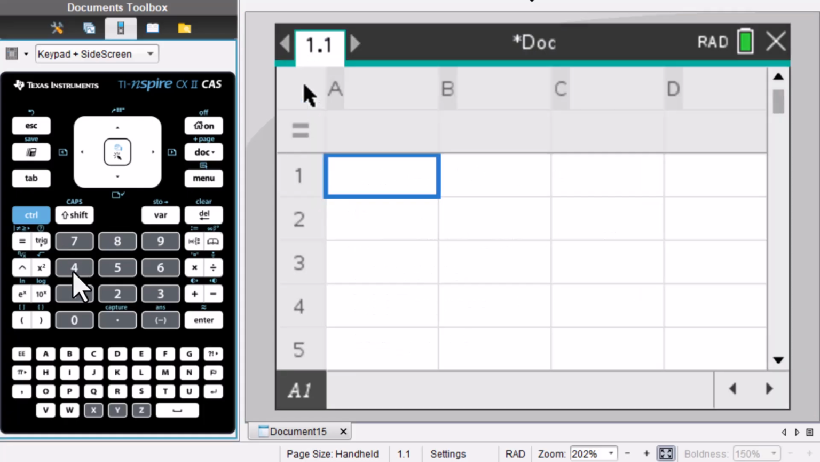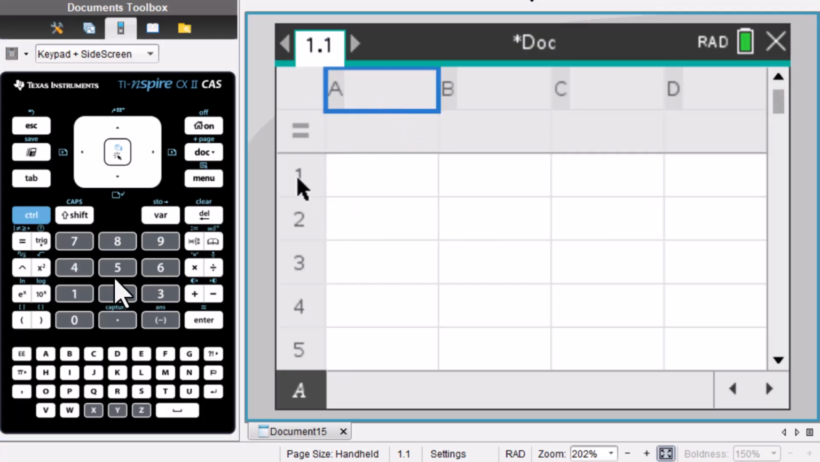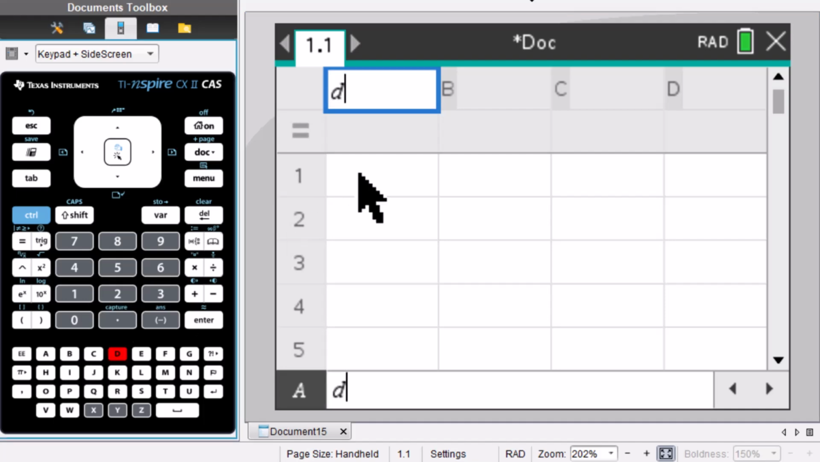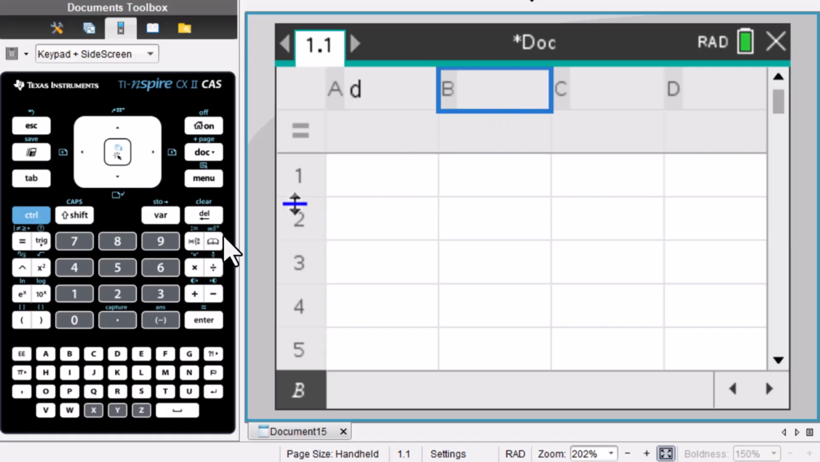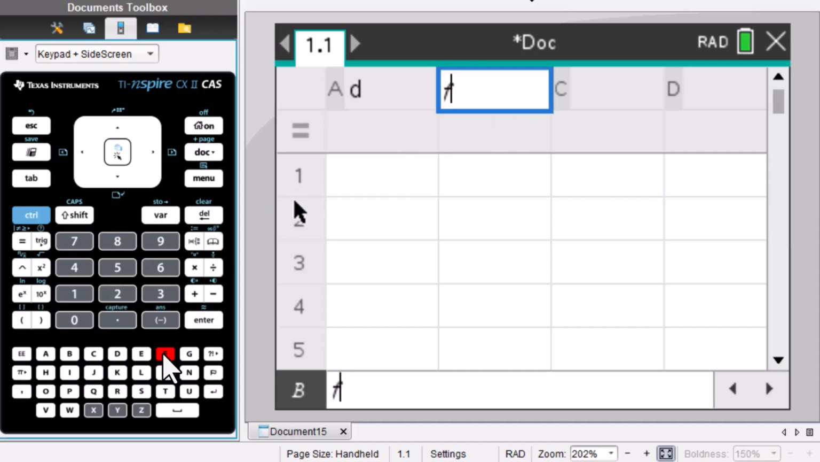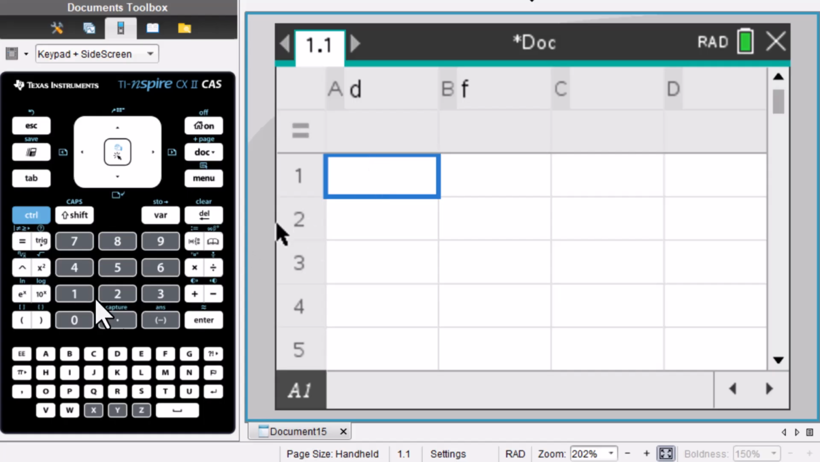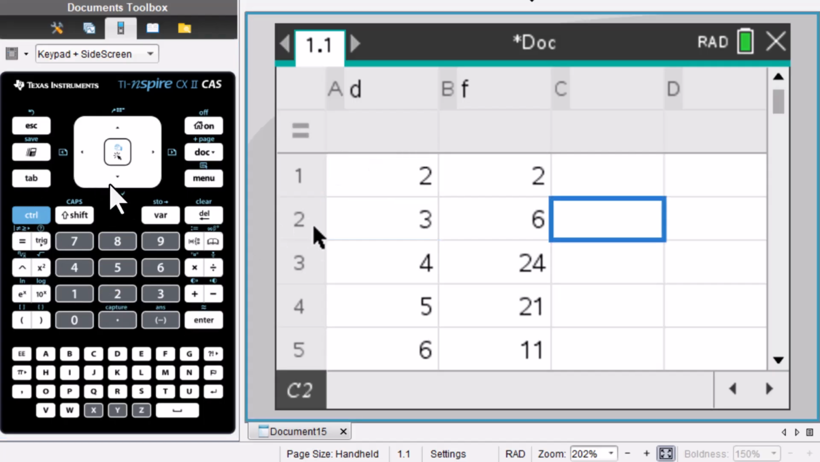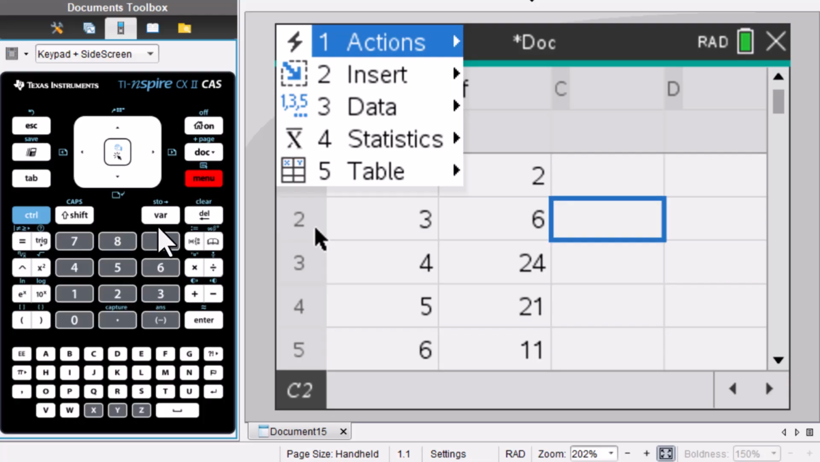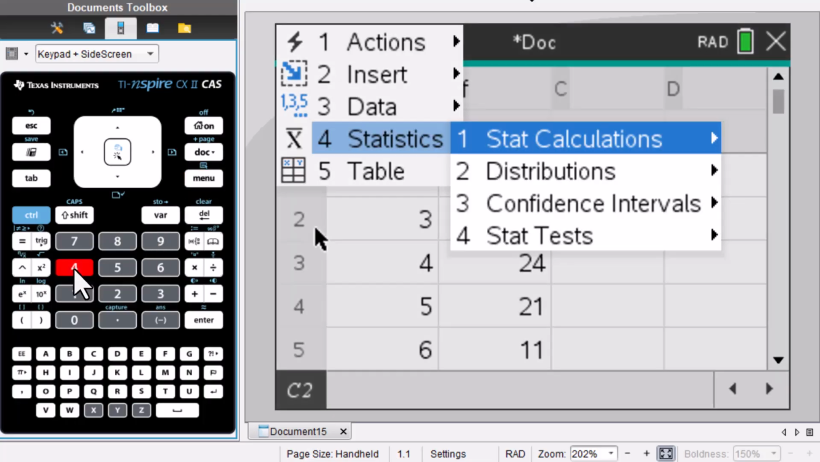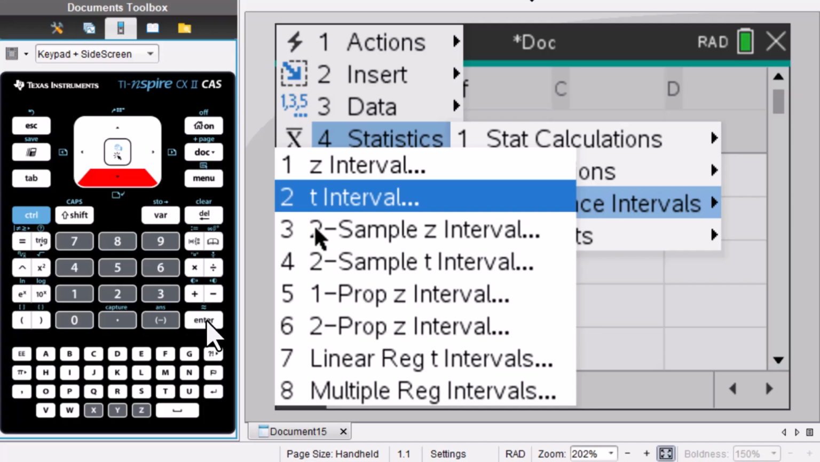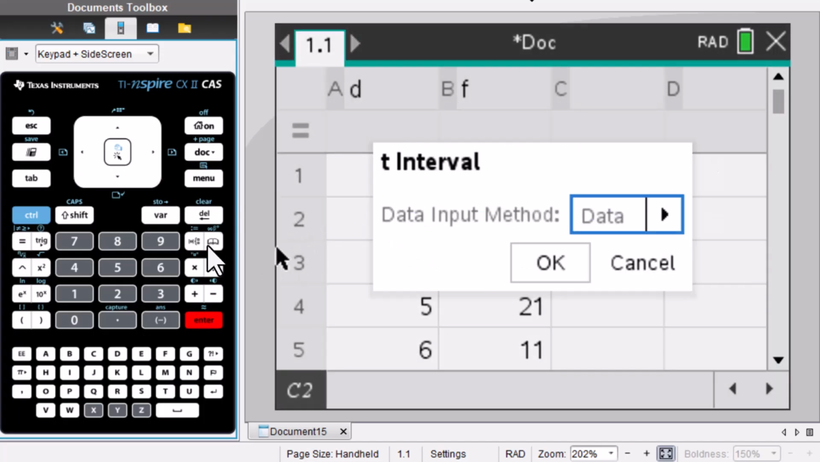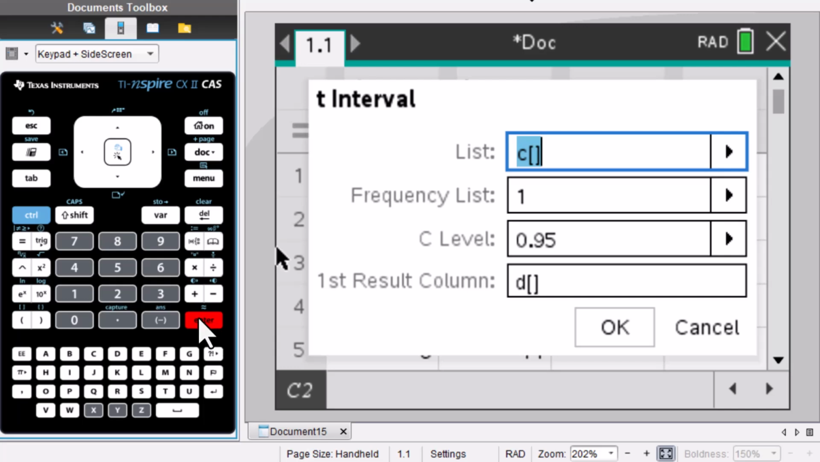Go to spreadsheet. Let's use D given in the question. F for frequency. Put in the data. Go to menu, 4 statistics, 3 confidence interval, T interval. We are given data, so enter.